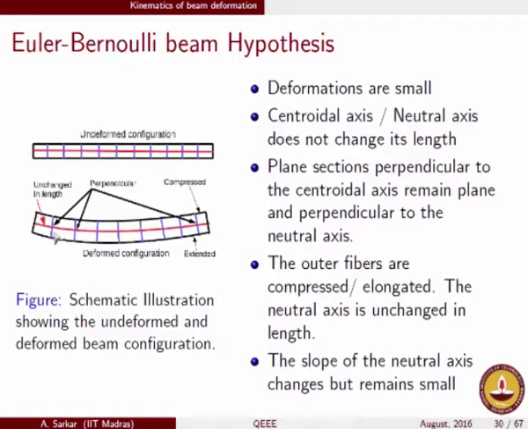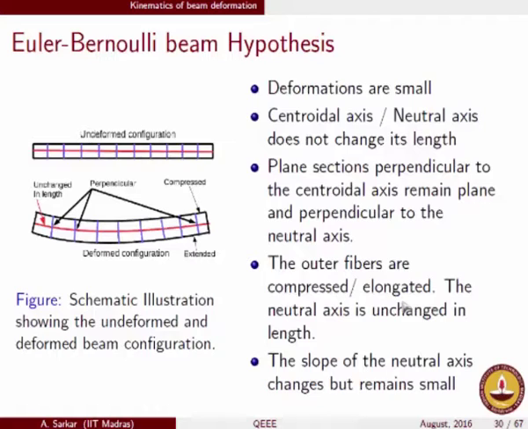And similarly the neutral axis, the red line, if you observe, was initially straight. In the deformed configuration it is no longer a straight line, but it has become a curve. But the slope of that curve, as per our assumption, will be treated as small. So the slope of the curve of the neutral axis as well as the deformation are both small. So these are the assumptions on which our theory works.